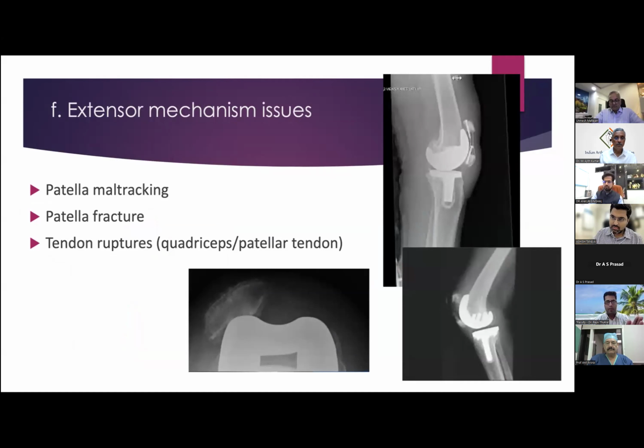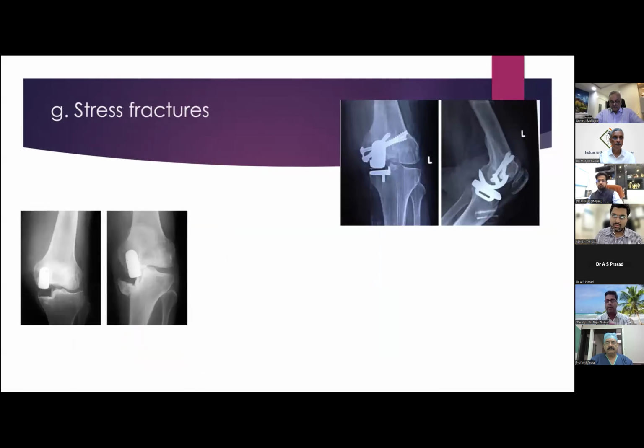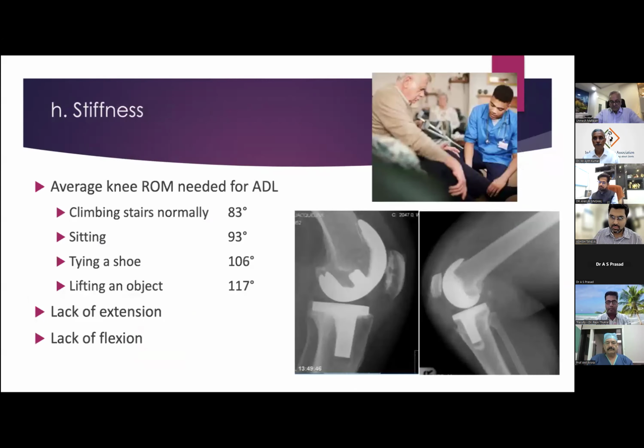But one of the toughest treatments is for extensor mechanism issues, which we must again identify and check whether they are the cause. Stress fractures usually occur either just intraoperatively or immediately postoperatively, and they are handled differently. But I put it up because all of these above causes will actually cause stiffness, whether it is a lack of extension, lack of flexion, or both, and we need to address this as well.